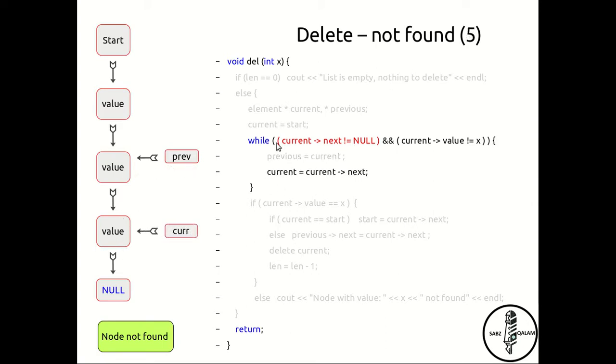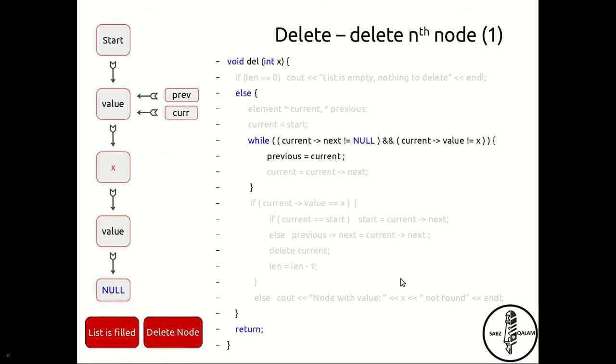Now you again check the while loop. Because current's next is null, the while loop ends. Now once the while loop ends, you have to check which of the two conditions did work. Because it's not this condition, it's this condition. You simply go to else and you say, well, we could not find the node with this value, so nothing to delete. So now the last option is, how do you delete any middle node?